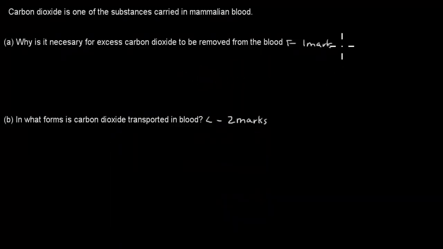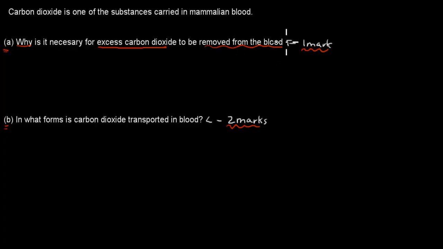Welcome back. So for this one, it has an A and a B. First thing I do is I look at the marks because it just gives 1 mark for number A and 2 marks for the second part. And then read the actual question. It says, why is it necessary for excess carbon dioxide to be removed from the body? So why do we have to remove too much carbon dioxide? If we have too much carbon dioxide, why do we have to remove that from the body or from the blood specifically?